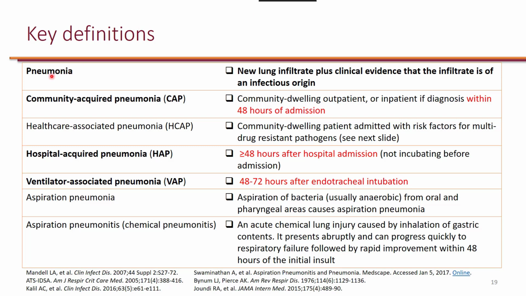So by definition, pneumonia is a new lung infiltrate on the chest X-ray plus clinical evidence that the infiltrate is of an infectious origin. Now keep in mind that while this is the standard definition of pneumonia, for many patients, pneumonia is a clinical diagnosis. Now, generally speaking, there are two types of pneumonia patients.